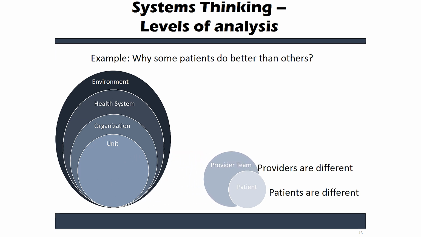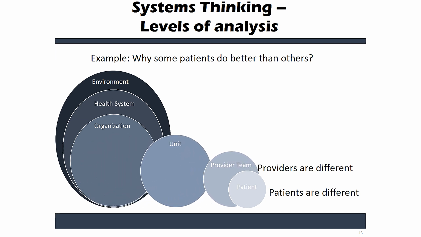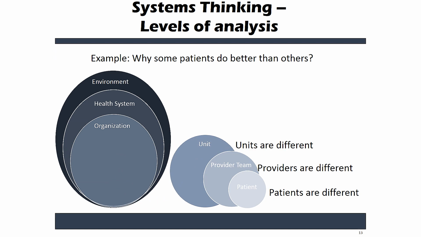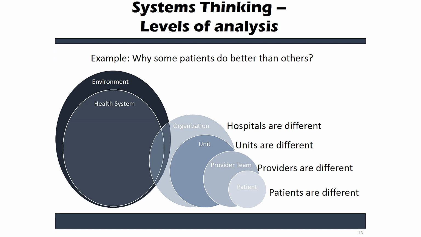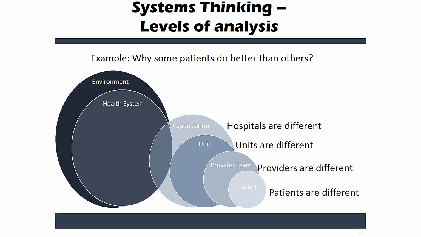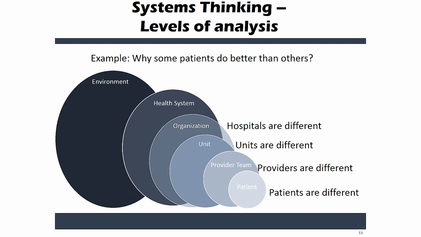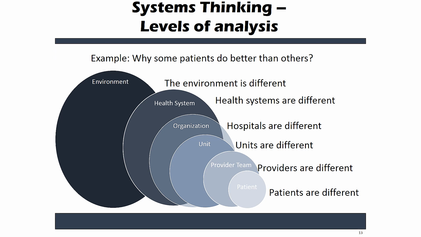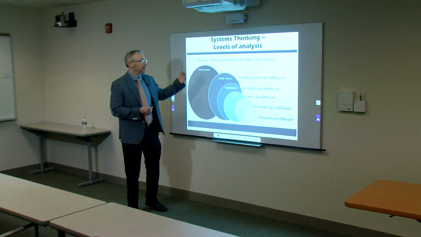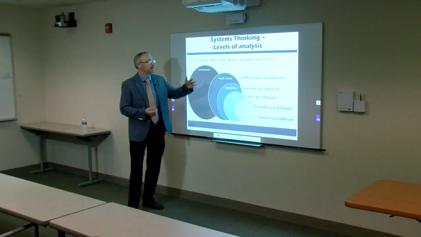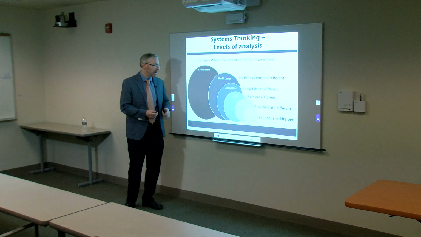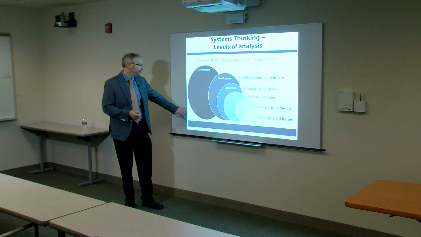The provider team, they may be different. The unit, there may be differences about the types of people working in those units, where they're located geographically, access to those units, and so forth. So at each level, we need to then start thinking about what's the impact of the context that will impact the question or the types of things we're thinking about for a system.